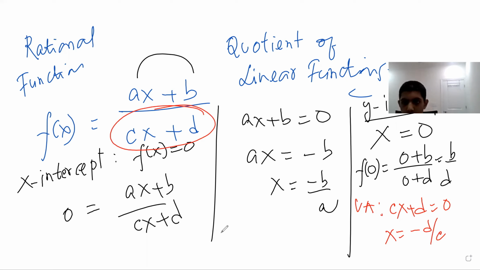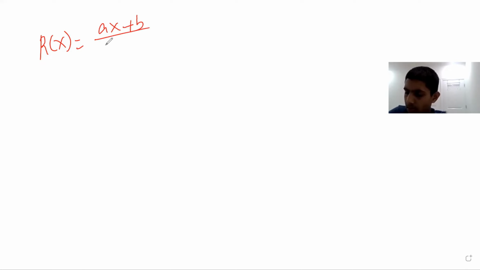Let me take you to a fresh page, and then I'll again describe all these characteristics. Is this all clear to you? Yeah. Okay, let me clear. So again, we'll take a rational function. Let me call this r of x equals ax plus b over cx plus d. We calculate the x and y intercept.